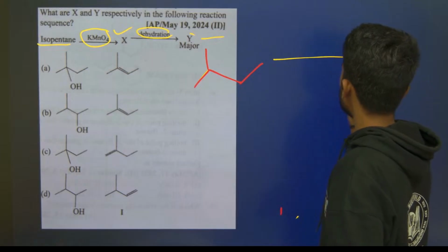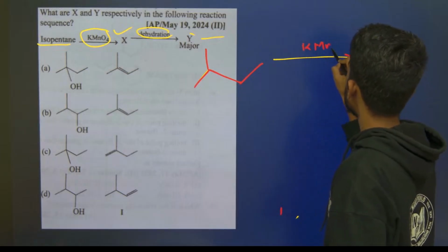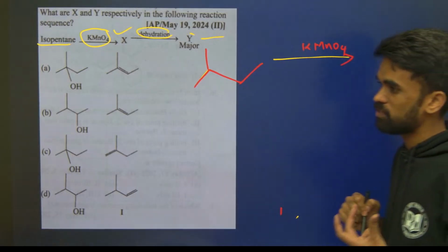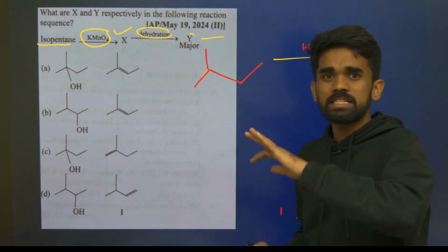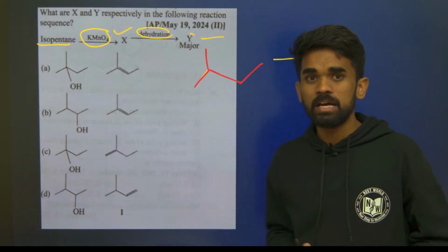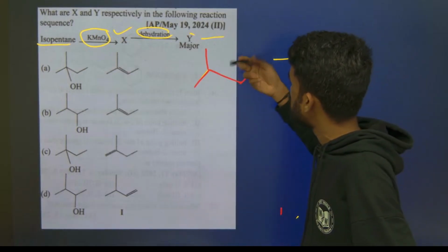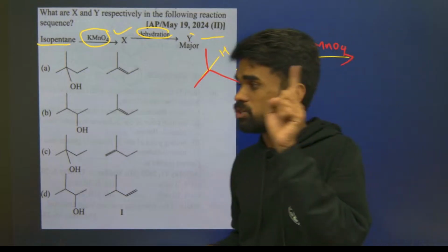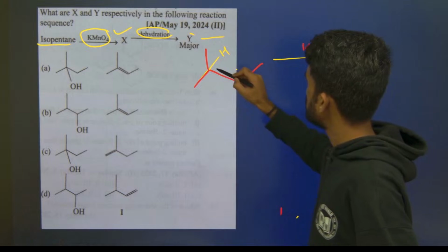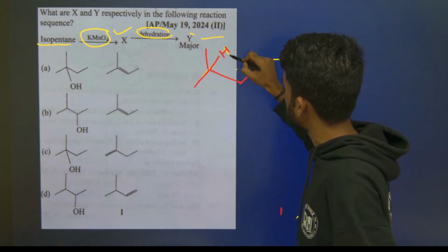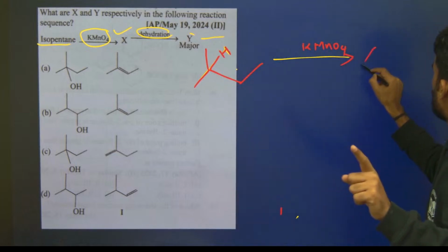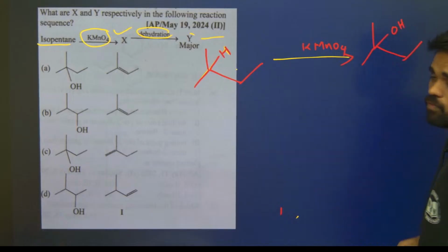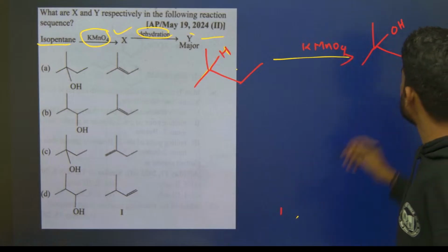Upon treating with KMnO4, a strong oxidizing agent we know, where will it oxidize, what change will it make? KMnO4 does not react with simple alkanes, but whenever you have a tertiary carbon containing hydrogen, that will get oxidized to the respective alcohol. So this tertiary hydrogen will convert into alcohol like this. We got an OH group there. This is our X here.